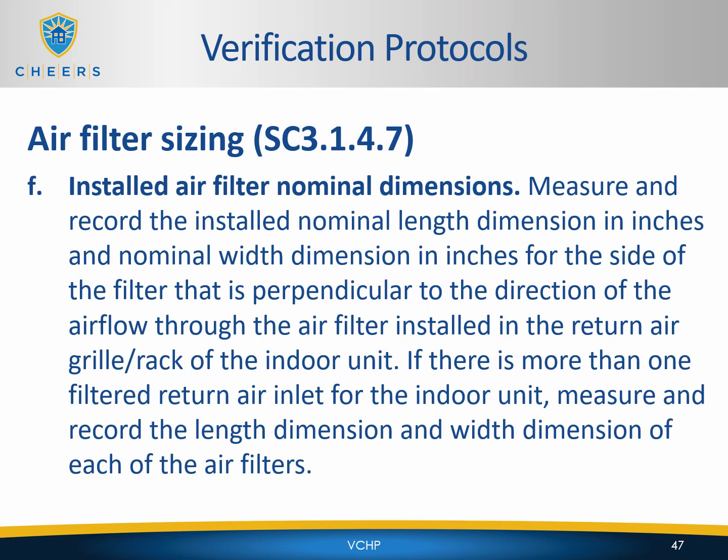Installed air filter nominal dimensions. Measure and record the installed nominal length dimension in inches and nominal width dimension in inches for the side of the filter that is perpendicular to the direction of the airflow through the air filter installed in the return air grill or rack of the indoor unit. If there is more than one filtered return air inlet for the indoor unit, measure and record the length dimension and width dimension of each of the air filters.